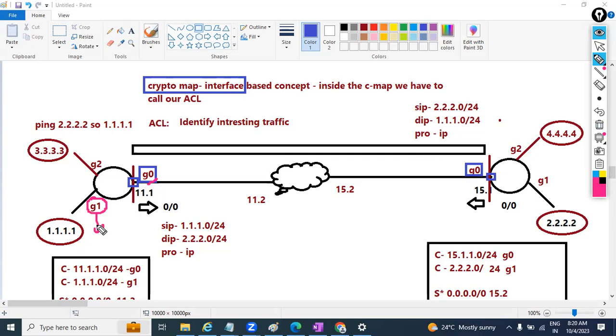So first of all, you have to understand where I'm using the VPN. I'm going to use the VPN between this and this here. First condition is that reachability must be there. We have to check whether the ping is happening or not. And after that, we have to start the VPN configuration. All clear? Okay. So do one thing, note down about crypto map.